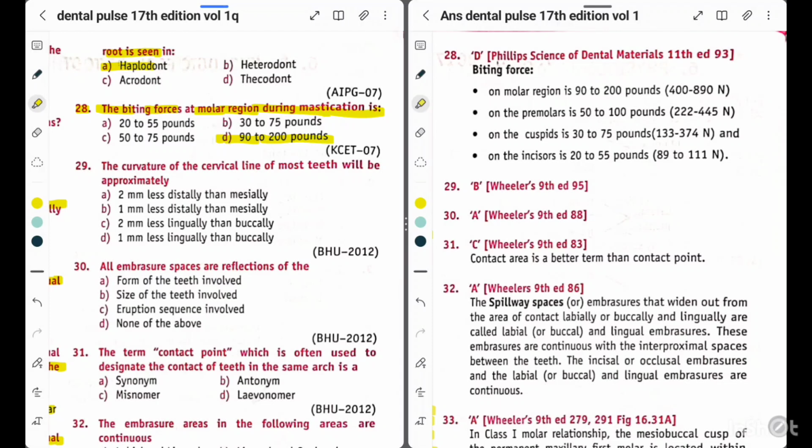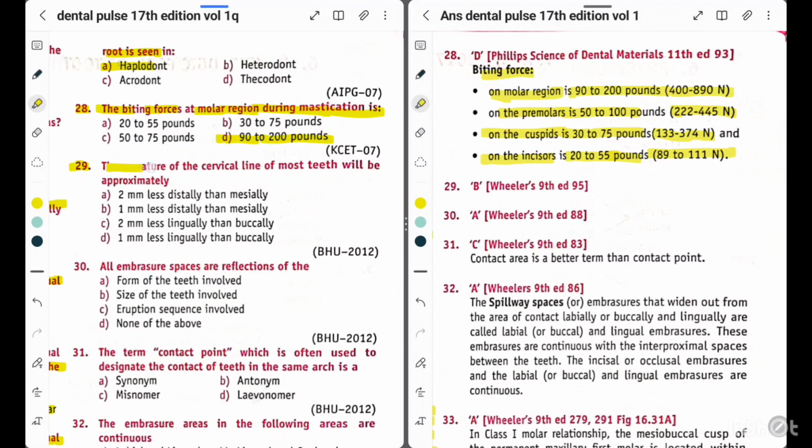So biting force on molar region is 90 to 200 pounds or 400 to 890 Newton. On the premolars it is 50 to 100 pounds or 222 to 445 Newton. On the cuspids it is 30 to 75 pounds, that is 133 to 374 Newton, and on the incisors it is 20 to 55 pounds, that is 89 to 111 Newton. Okay, so the biting force at molar region during mastication is 90 to 200 pounds.